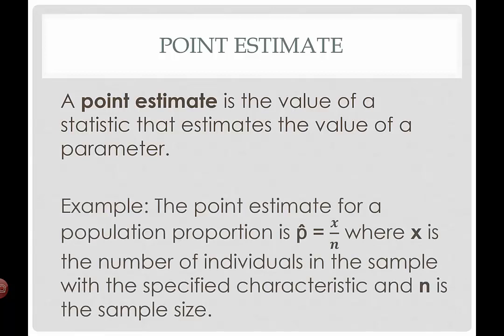If we want to find the point estimate for a population proportion, it's going to be p hat, which we've talked about previously. And that is x over n, where x is the number of individuals in the sample with a certain characteristic, and n is the sample size.